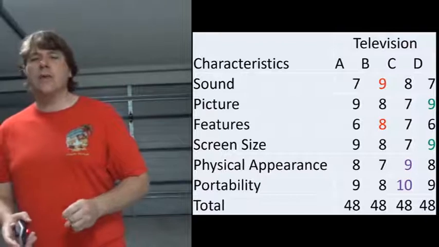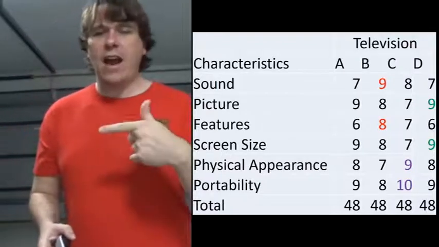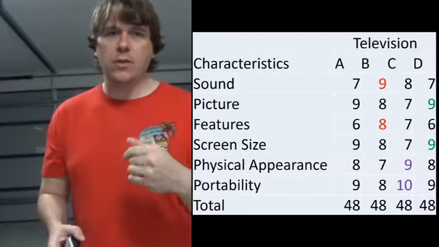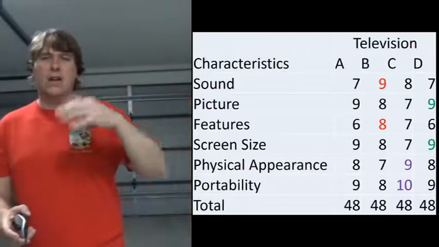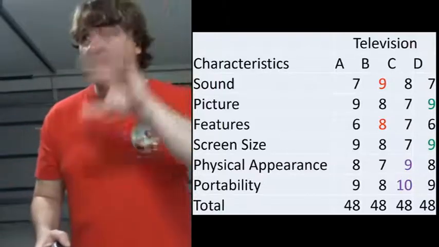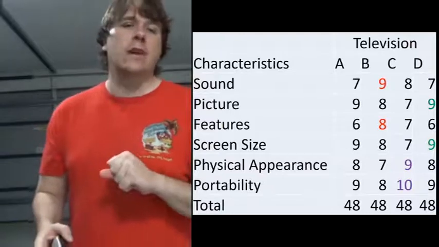Also, I should have mentioned earlier, we're assuming that all of these characteristics are weighted equally, by the way. So we're not saying, oh, sound and picture are superior. So assume that those are ranked exactly the same weightage on this one, just to make it a little bit easier.